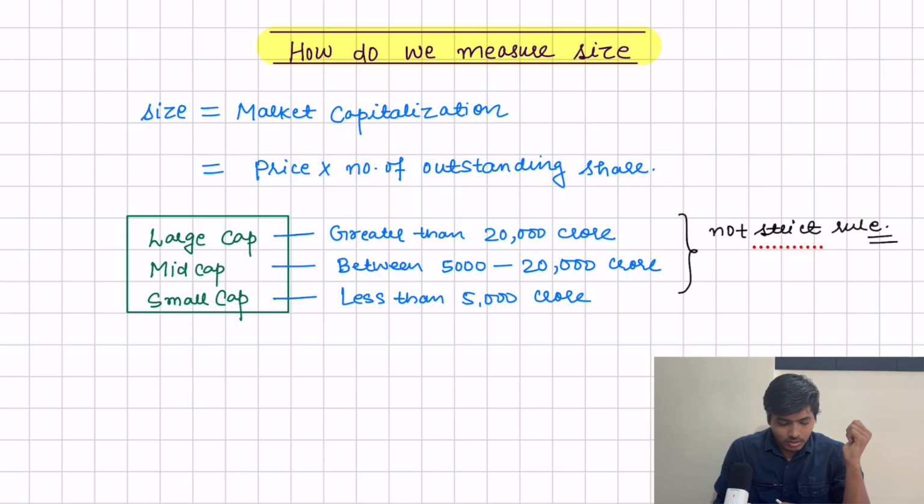You must be knowing large cap, mid cap, small cap, and this is the categorization based on some threshold of market capitalizations. So generally speaking, in India, it is around 20,000 crore. If it is greater than 20,000 crore, then we consider it as a large cap. If it is between 5,000 and 20,000 crore, then we consider it mid cap. And if it is less than 5,000 crore, then small cap. So this is not a strict rule. It can change from person to person, but this is what I saw in my domain.